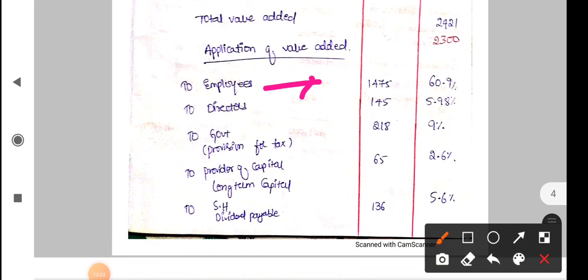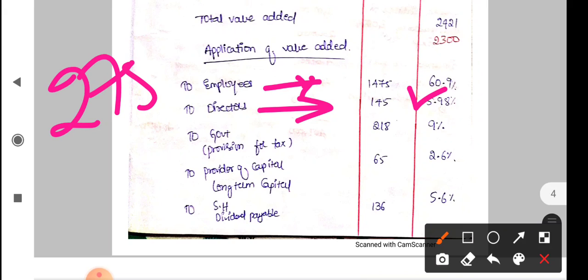How much salary has been given to employees? 1,475. Next they have given us directors' remuneration, 145. Next, provision for tax adjustment. The provision for tax in the table was 275, right? So 275 minus deferred tax, which is 57, gives 218, the provision for tax to pay to the government. 218.